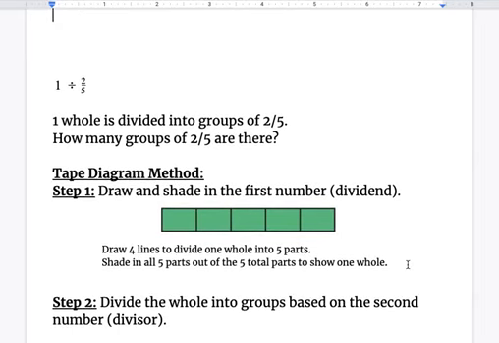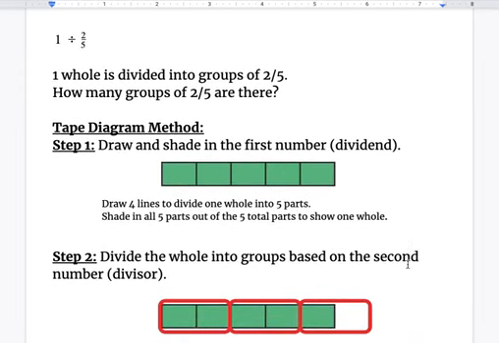For step 2, I'm dividing my whole into groups based on the divisor. The divisor is 2/5, so I am circling groups of 2/5. 1 and 2. These are 2 parts out of the entire 5 parts, so I'm circling that in red. Here's another group of 2/5, and then for my third group, I only have 1/5. So I'm circling that 1 and I'm leaving room for the other 1/5 that is missing.